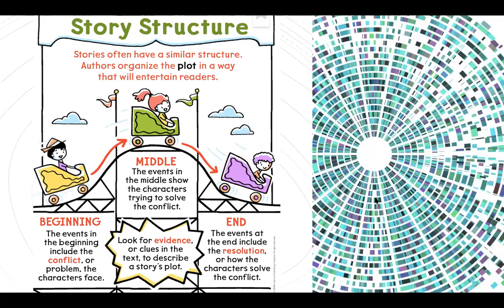Story structure again. Stories often have a similar structure. Authors organize the plot in ways that will entertain readers. So you have your beginning. The events in the beginning include the conflict or problem the characters face. Then you have the middle. The events in the middle show the characters trying to solve the conflict. And then the end. The events at the end include the resolution or how the characters solve the conflict. So you need to look for evidence or clues in the text to describe a story's plot.